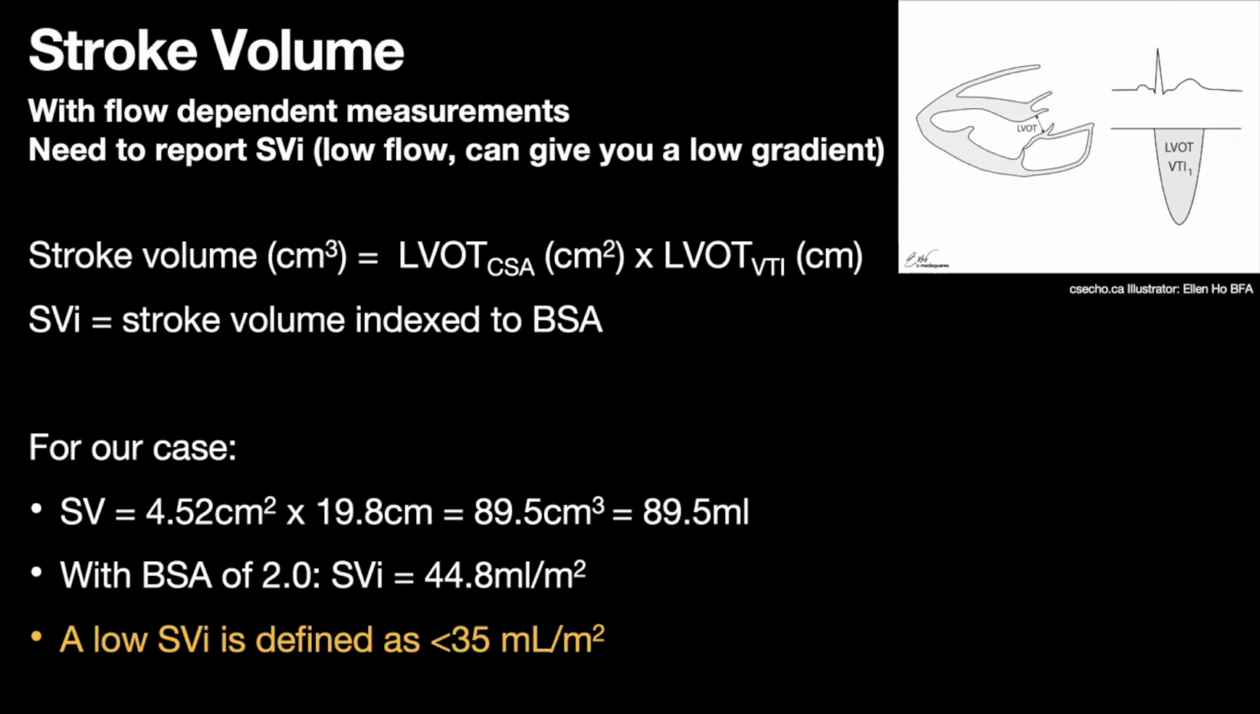So with the stroke volume, the formula is quite simple. It's in mLs, or centimeters squared. Stroke volume is equal to the cross-sectional area of your LVOT times your LVOT velocity time integral, which we obtained earlier with pulse wave Doppler tracings. And finally, the stroke volume index is simply indexed to your body surface area. So for our case down below, I've plugged in the numbers, and we get a stroke volume index of 44.8 mLs per meter squared, which is normal. A low stroke volume index is defined as less than 35 mLs per meter squared, and we'll come back to this.